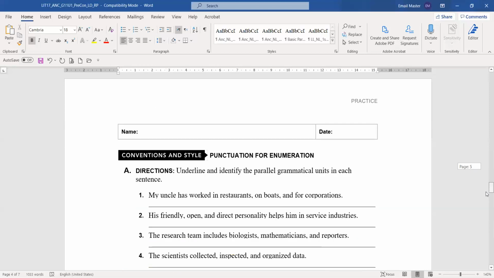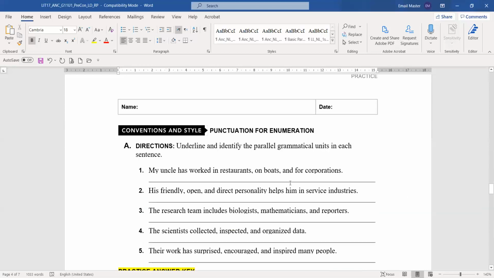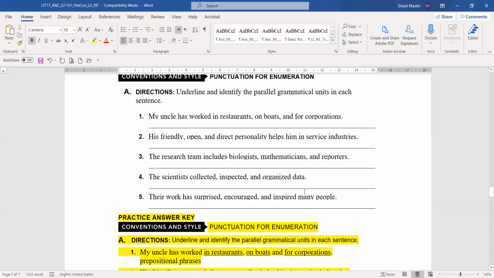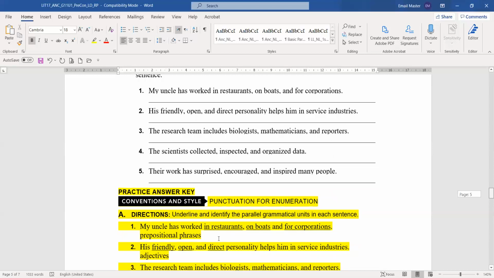Second page, it says underline and identify the parallel grammatical units in each sentence. So here we say, my uncle has worked in restaurants, on boats, and for corporations. So we have to underline in restaurants, on boats, and for corporations. Because we have in, on, for, those are prepositions. So we say these are prepositional phrases. And the second one is friendly, open, and direct personality. So we underline those, and they are adjectives.